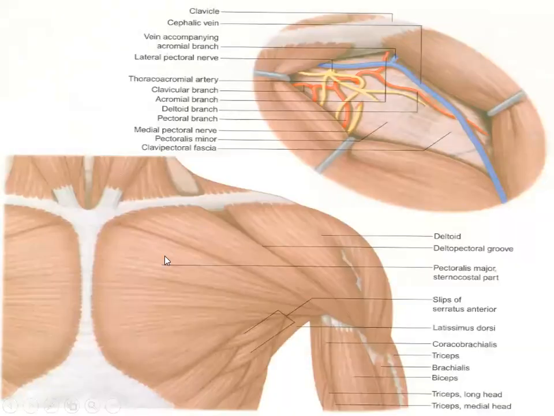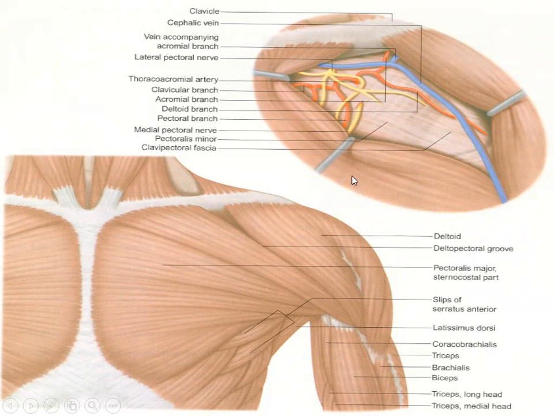Here also you can see, when we pull these two muscles apart, in between is the deltopectoral groove. Within that, what you are seeing is the clavipectoral fascia, which is covering the pectoralis minor muscle as well as the subclavius above. This is the deltoid here, and this is the pectoralis major muscle. In between, you can see the clavipectoral fascia.